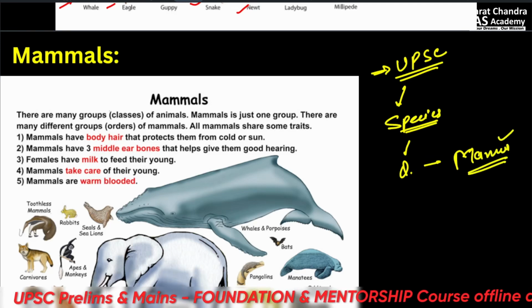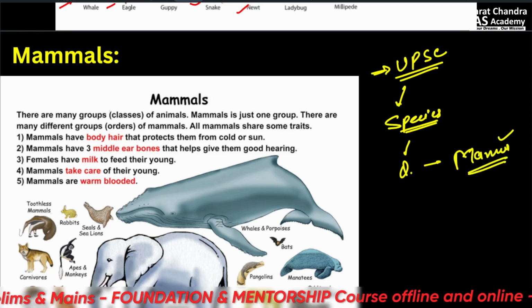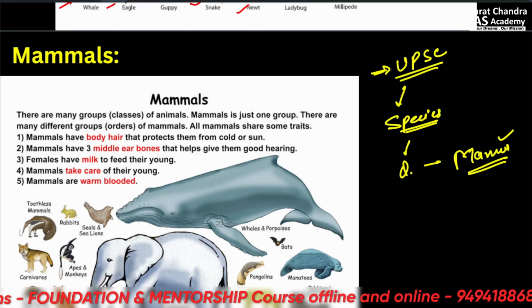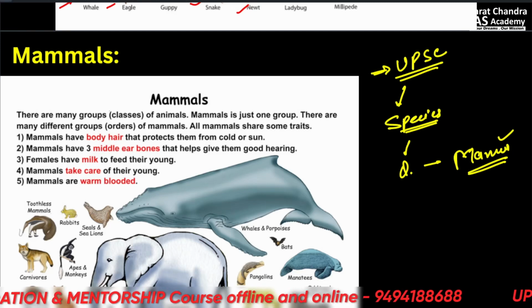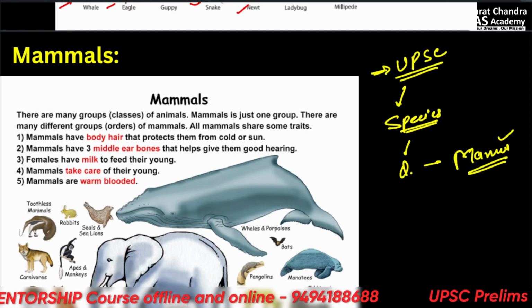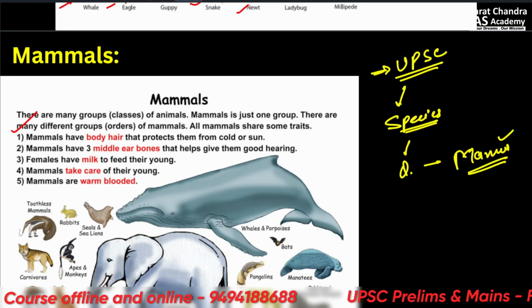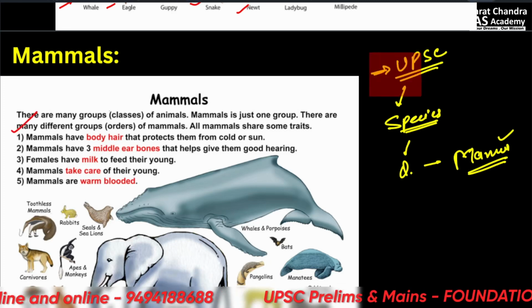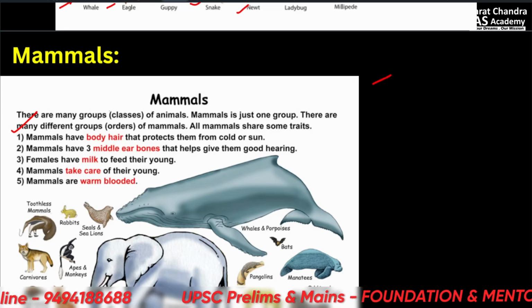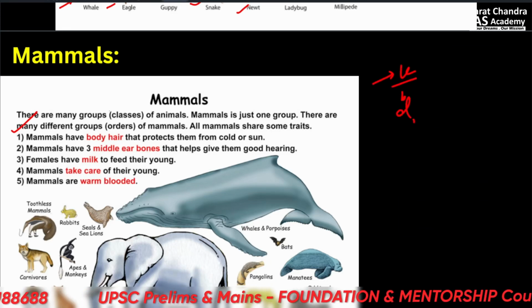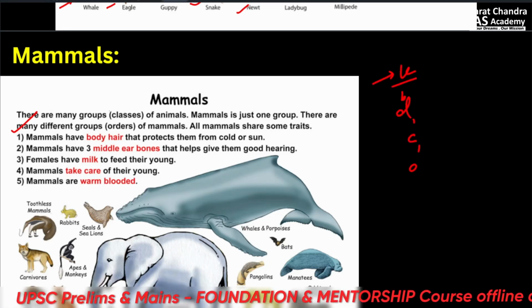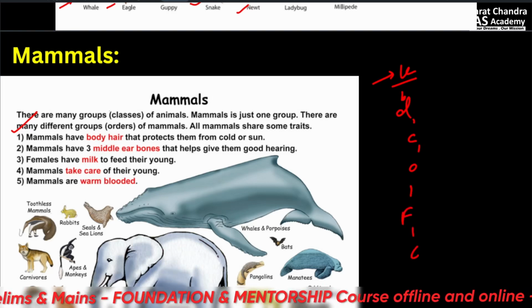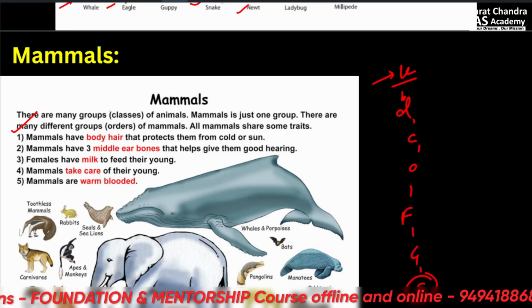So we must know the defining feature of mammals. What are mammals? There are many classes of animals, and mammal is one of the classes. There are many different orders. The classification goes like this: kingdom, the biggest one, then division, then class, order, then family, then genus, and then species.